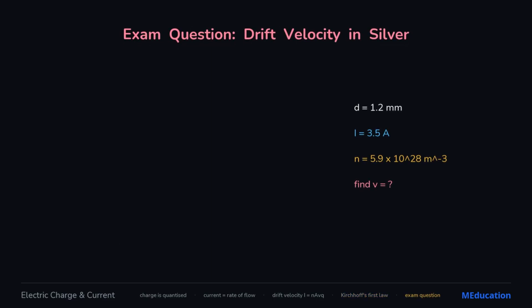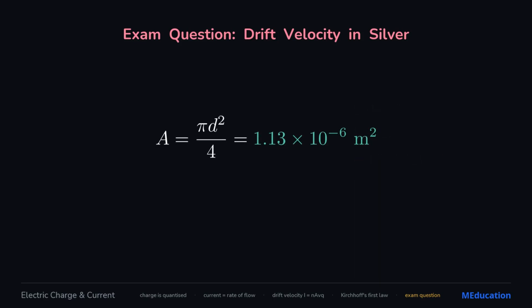Time for the real thing, a standard Paper 2 question. A silver wire of diameter 1.2 millimeters carries a current of 3.5 amps. The number density in silver is 5.9 times 10 to the 28 per meter cubed. Find the mean drift velocity of the electrons. First, the trap that sinks half the candidates.